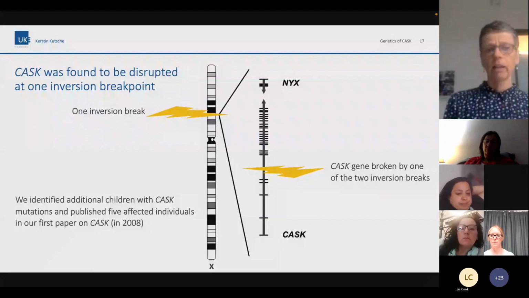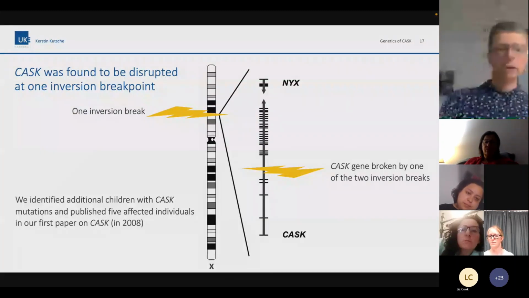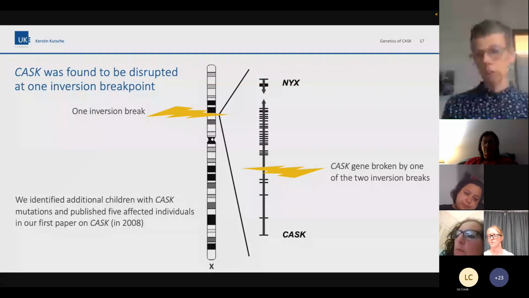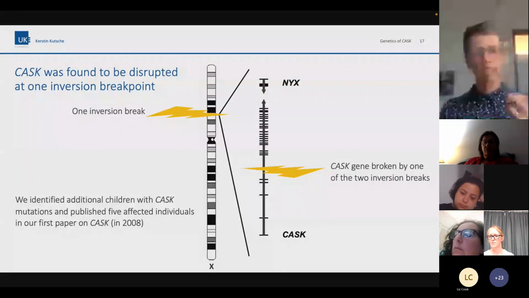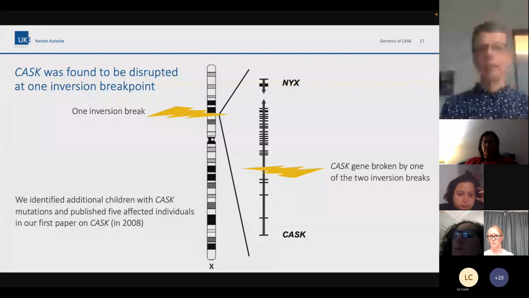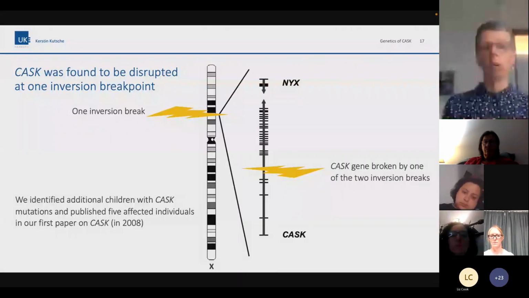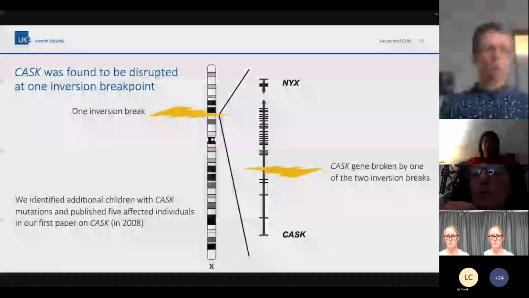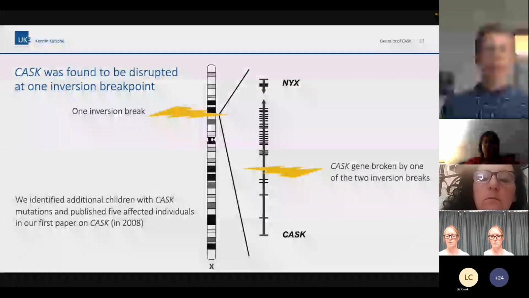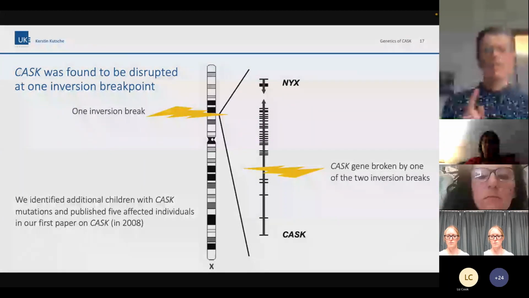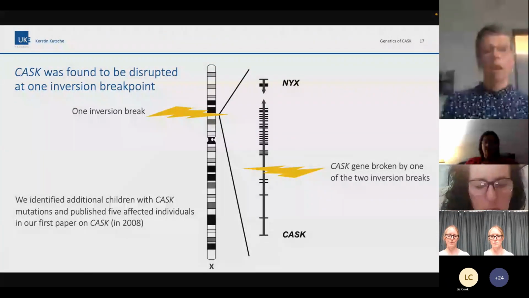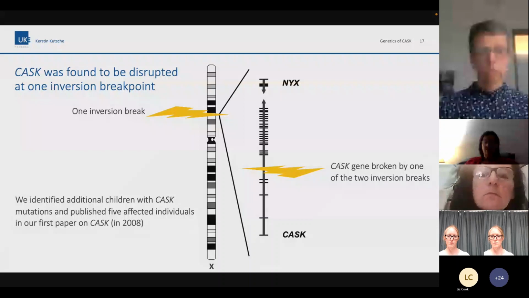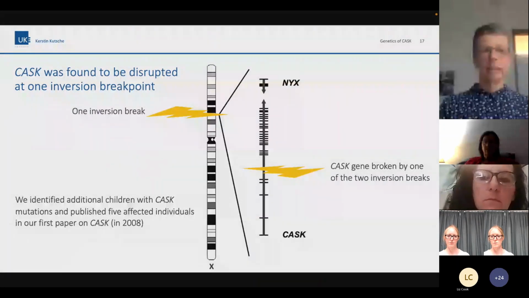And when CASK is mutated, either by inversion, disruption of the CASK gene, or by a single base pair exchange, this leads to a very specific phenotype, which we already described in the first paper. And we noticed the common phenotype, which is microcephaly, MRI findings of pontocerebellar hypoplasia, developmental delay, which leads to intellectual disability later. So most of the patients are not able to walk, and all other clinical features which you, of course, know.